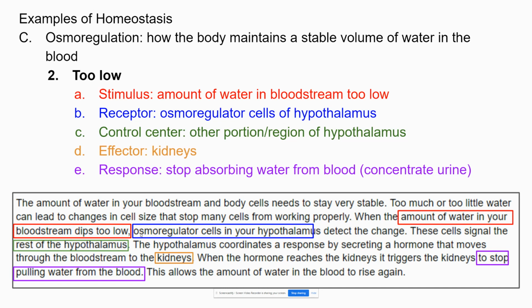The other portion of the hypothalamus will communicate to the kidneys, the effector, and the kidneys will carry out the response. And the response that they do is to stop pulling water from the blood, to leave more water in the bloodstream so that over time it increases back to the set point.